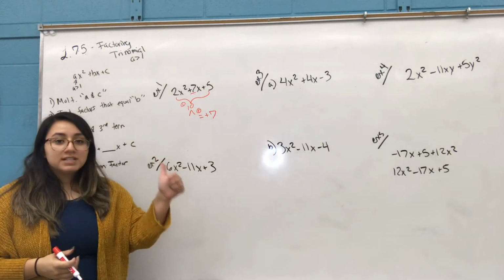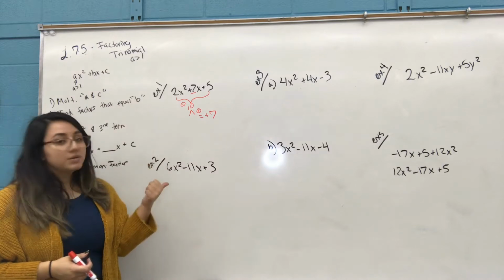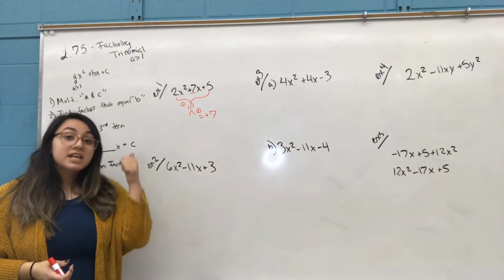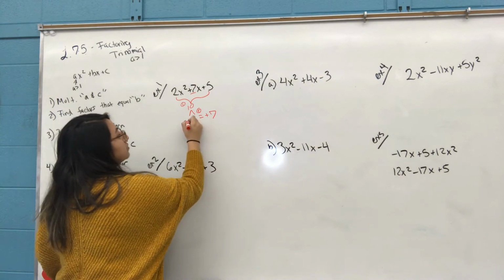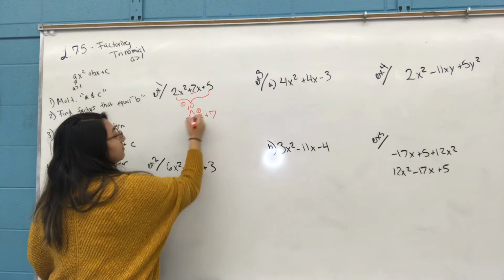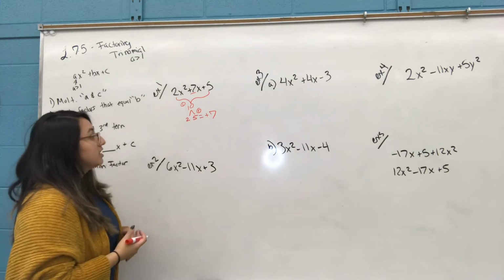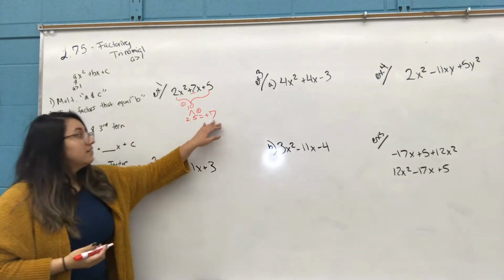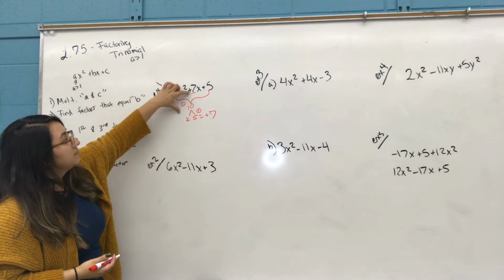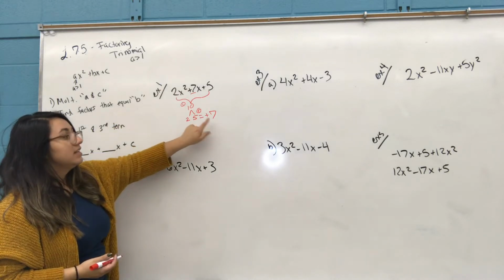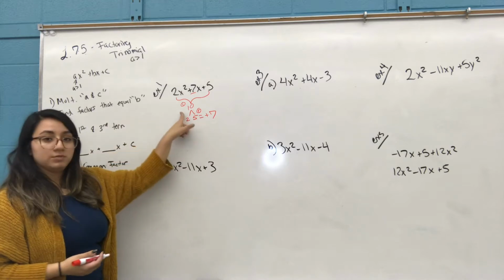Factors of 10: 1 and 10, 2 and 5, negative 1 and negative 10, negative 2 and negative 5. But here we're just trying to do it quick. Factors of that would be positive 2 and positive 5. 2 plus 5 equals 7. Find factors of a times c, which is 10, that equal your b term, which is 7. 2 plus 5 equals 7, and 2 times 5 equals 10.